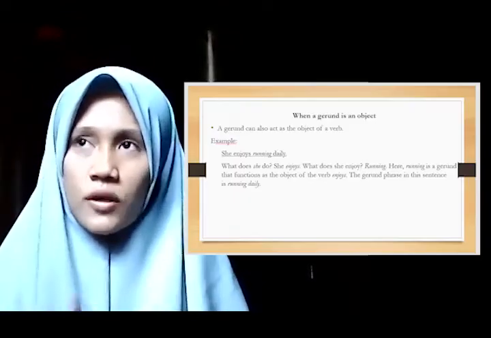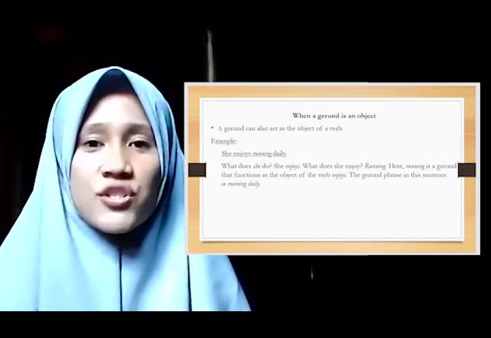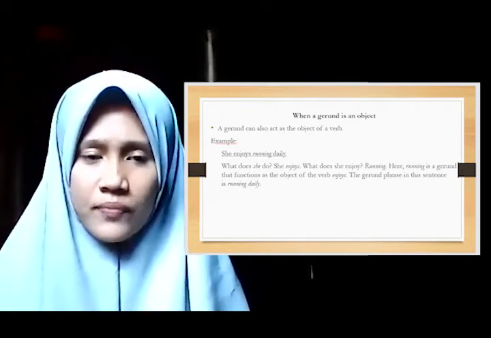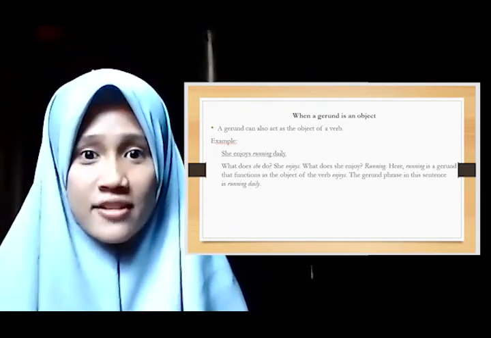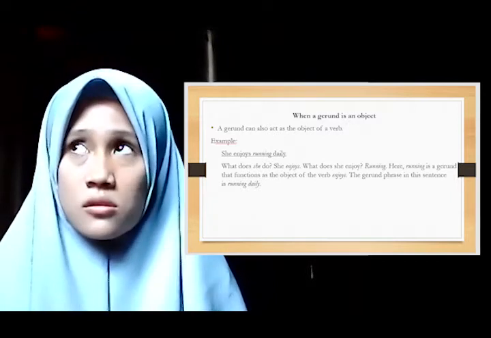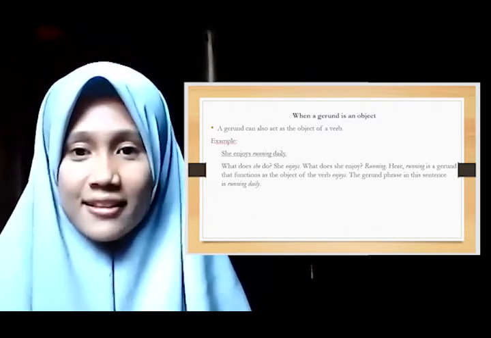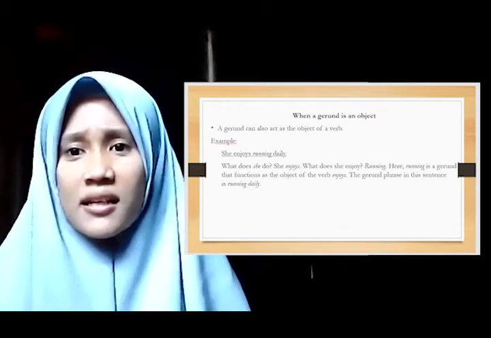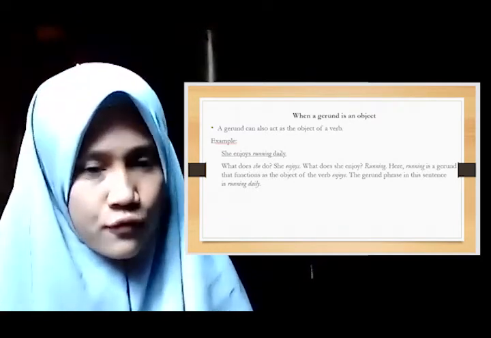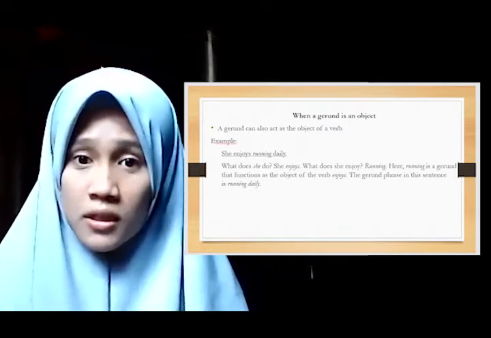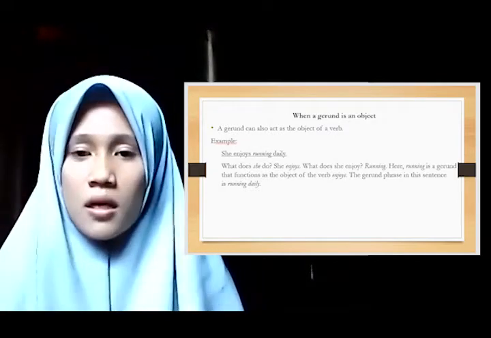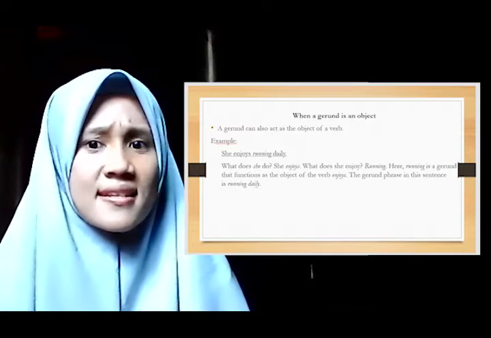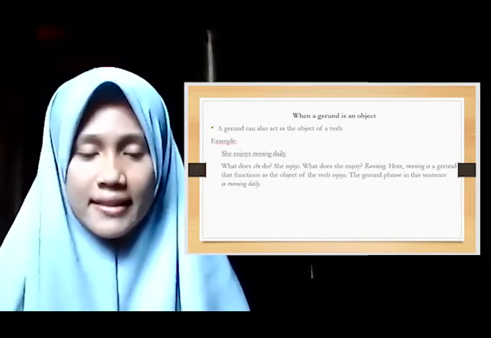When a gerund is an object, a gerund can also act as the object of a verb. For example: She enjoys running daily. What does she do? She enjoys. What does she enjoy? Running. Here, running is a gerund that functions as the object of the verb enjoy. The gerund phrase in this sentence is running daily.